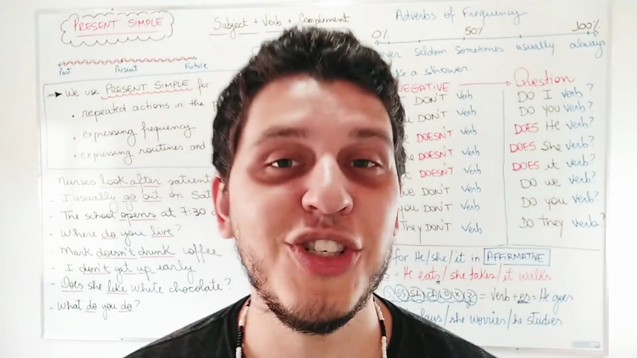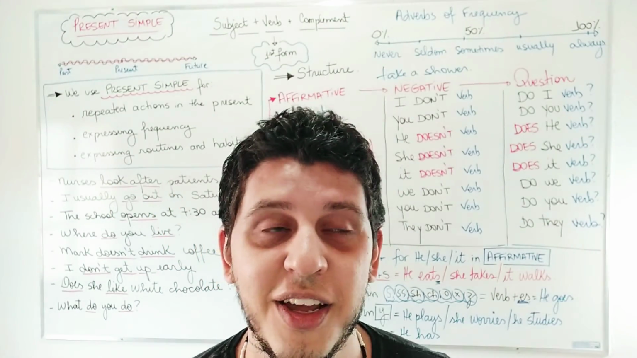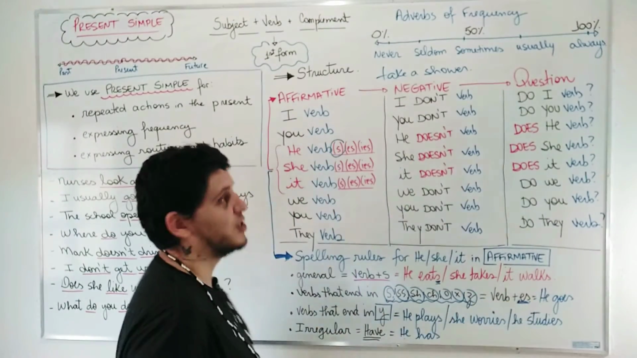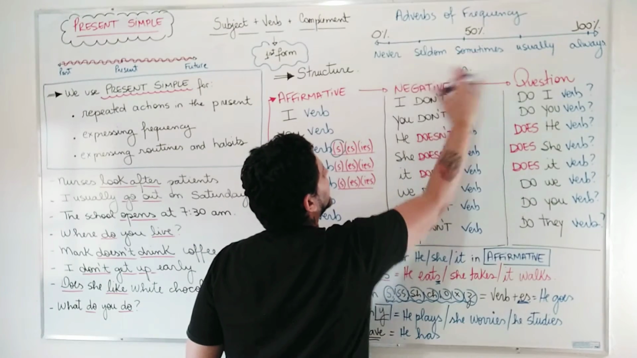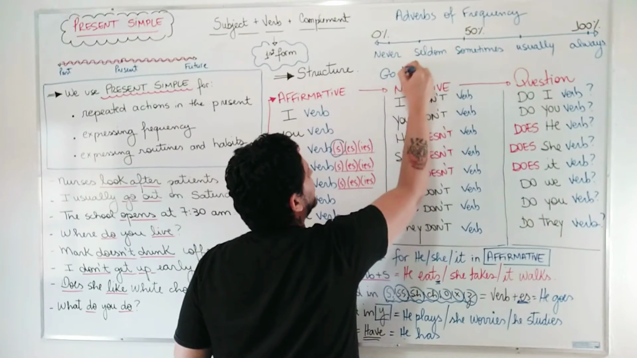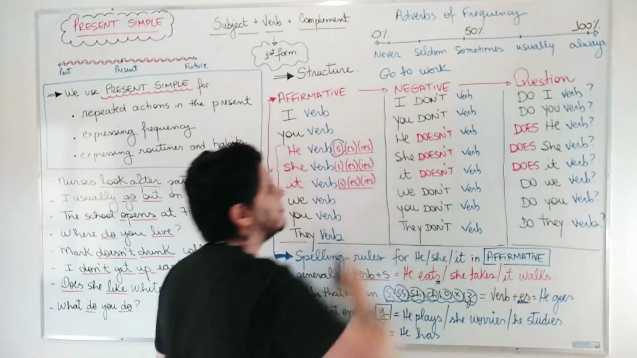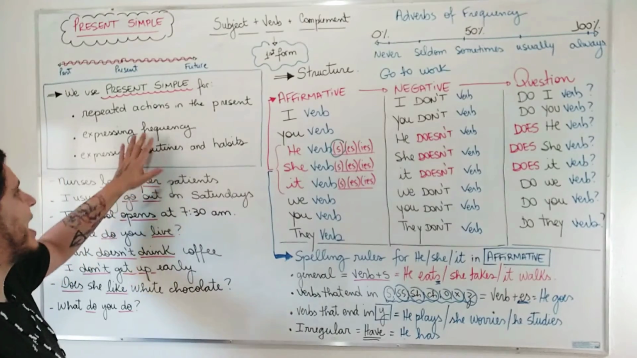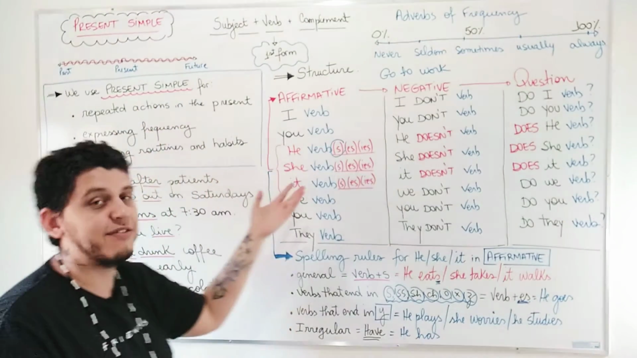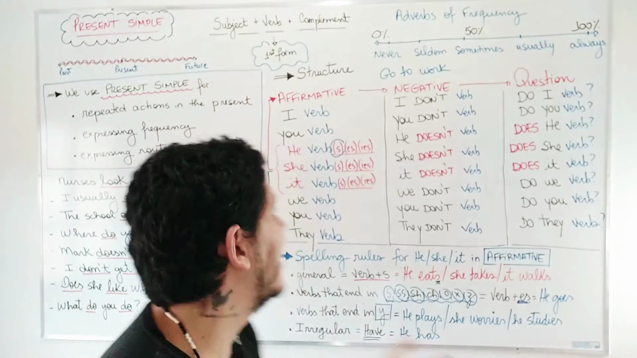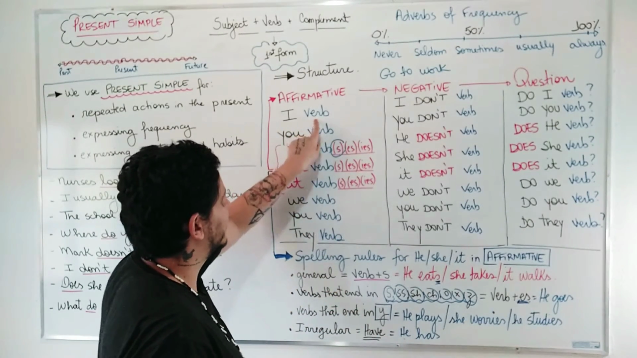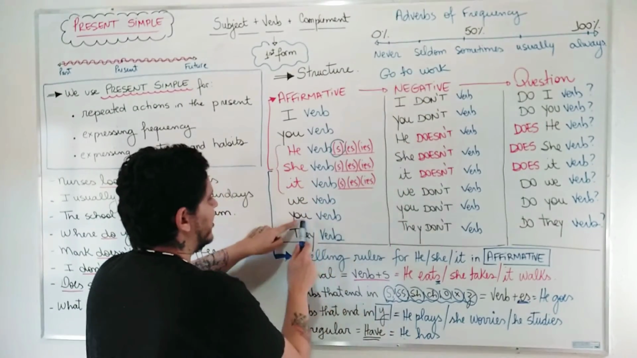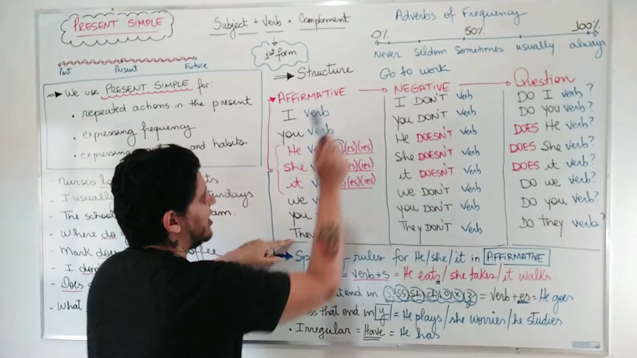But that doesn't change the pronunciation, dear student. For example, let's take the verb go. Go was the first verb that I showed you, right? Go to work. Ir para o trabalho. Let's talk about going to work as something that repeatedly happens in the present. We do that every day. We go to work every day. So, I go to work. You go to work. We go to work. You go to work. They go to work.